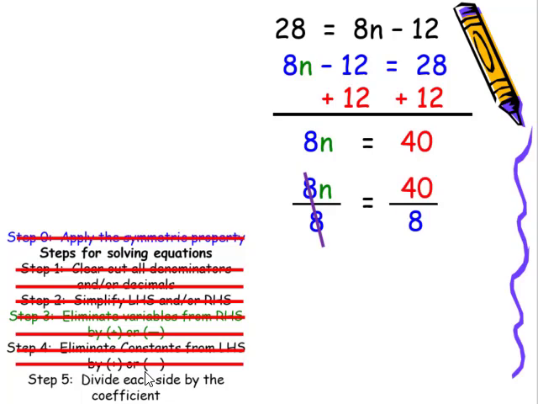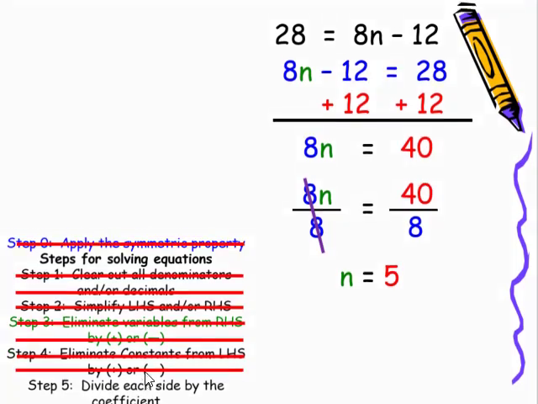The 8 will cancel, n is equal to 5. Before we start the next problem, I want to go over equivalent expressions.